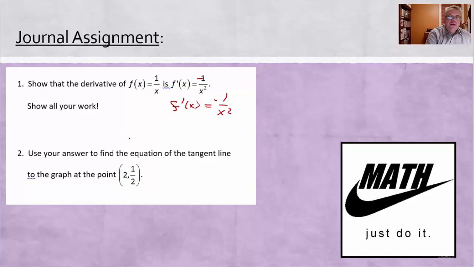Then show your work, and I kind of told you the answer ahead of time, so when you're working with this, you know what you're supposed to end up with, so see if you can get there. Whether or not you find that, you can still do number 2. It says use your answer to find the equation of the tangent line to the graph at 2, 1/2. Okay, so m, the slope, is going to be f prime at 2. I gave you the formula for f prime, so you can use that and write the equation that goes through 2, 1/2. Okay, good luck. See you next time.